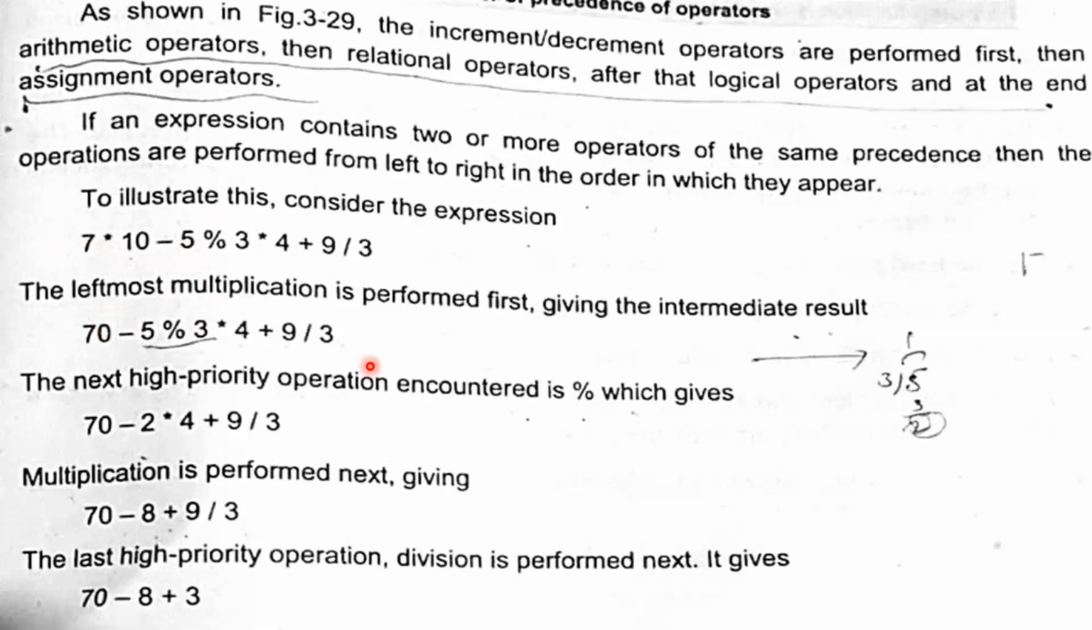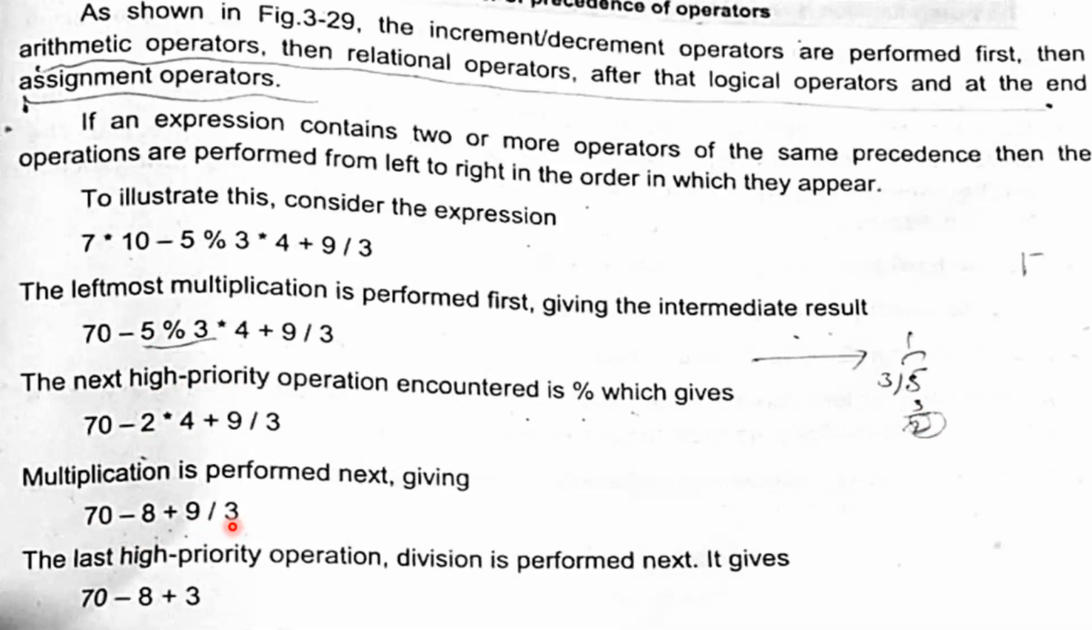After that, the remainder will be solved. 5 remainder 3: 3 ones are 3, 2 left, 2 is the remainder. Take this 2 and put it over there. Clear? And the rest of the equation as it is. Write it down. Okay, the next leftmost is to solve this one. 2 multiplied by 4, 8. So we have 70 minus 8 plus 9 divided by 3.